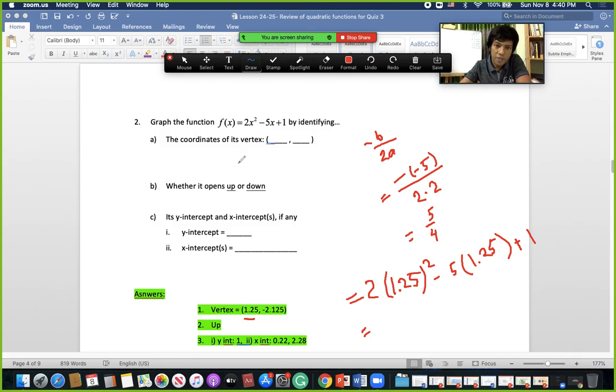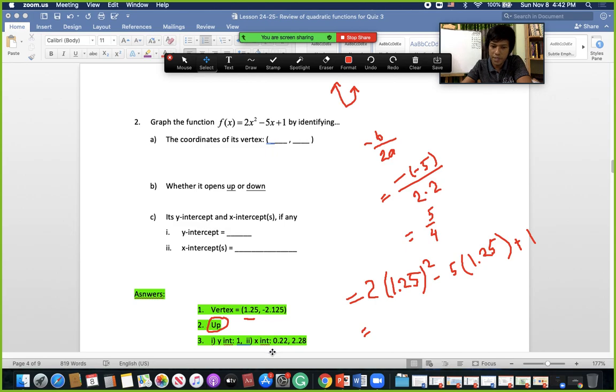Now, does this graph open up or open down? I think this is the easiest question here. You will automatically notice that this value is positive, so the graph opens up. That's why our answer is open up. Then the question is to find the x-intercept and y-intercept. To find the y-intercept, it is easy. We have to put x equals 0. So if you put x equals 0, the y-intercept is 1.